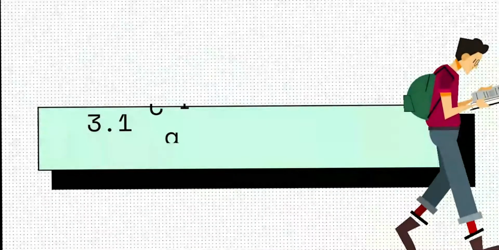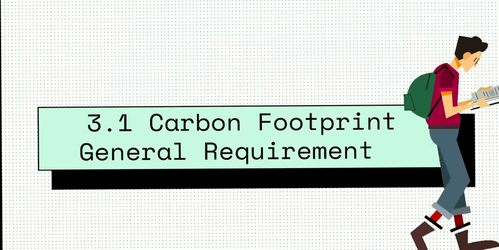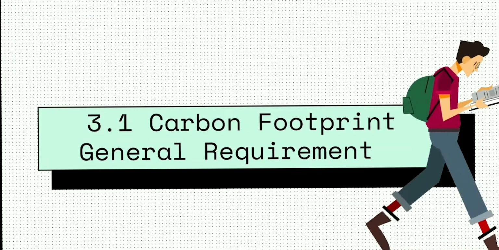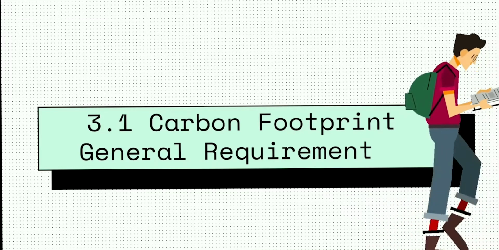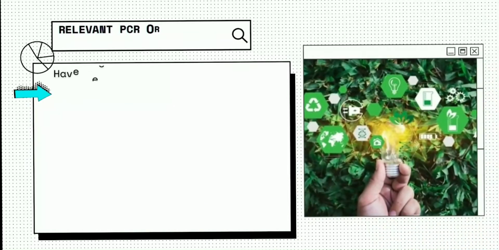In this part, we will talk about general requirements, goal and scope, inventory analysis, impact assessment, interpretation, and limitations. So, we will start with general requirements first. There are 3 types of requirement needed.